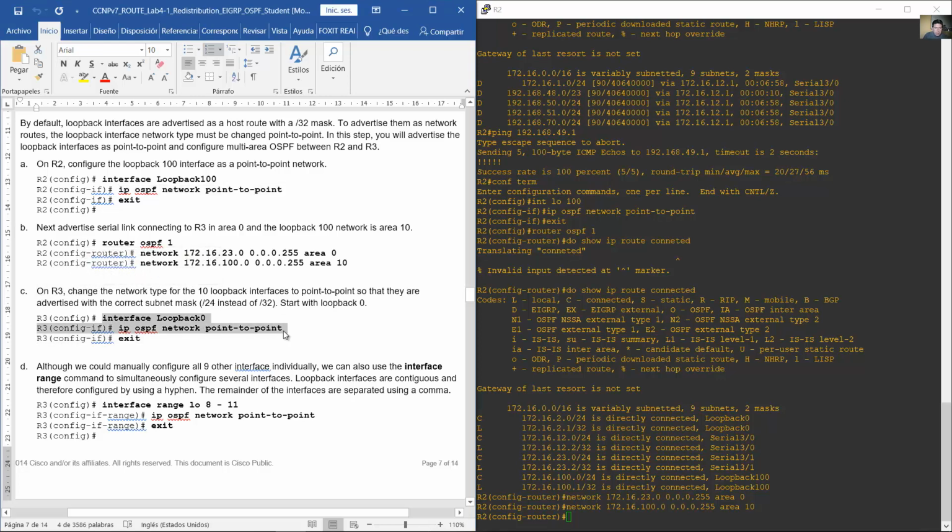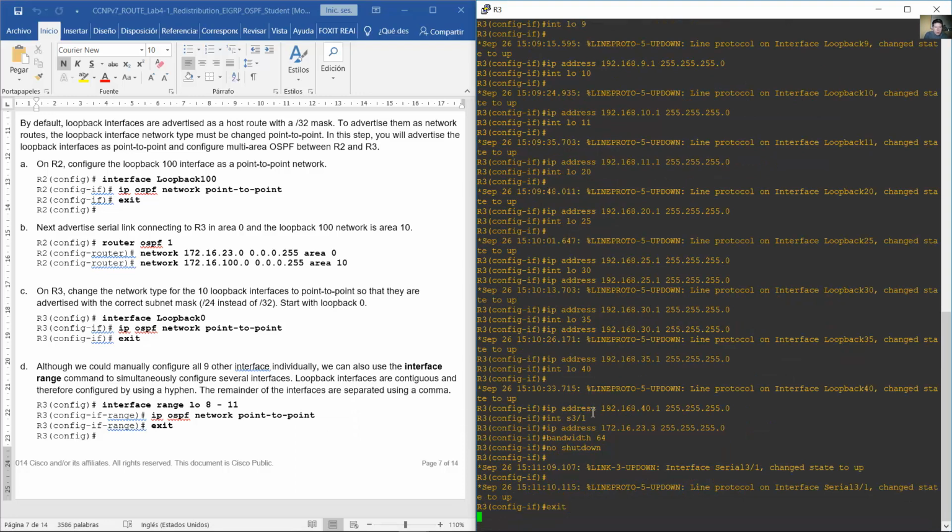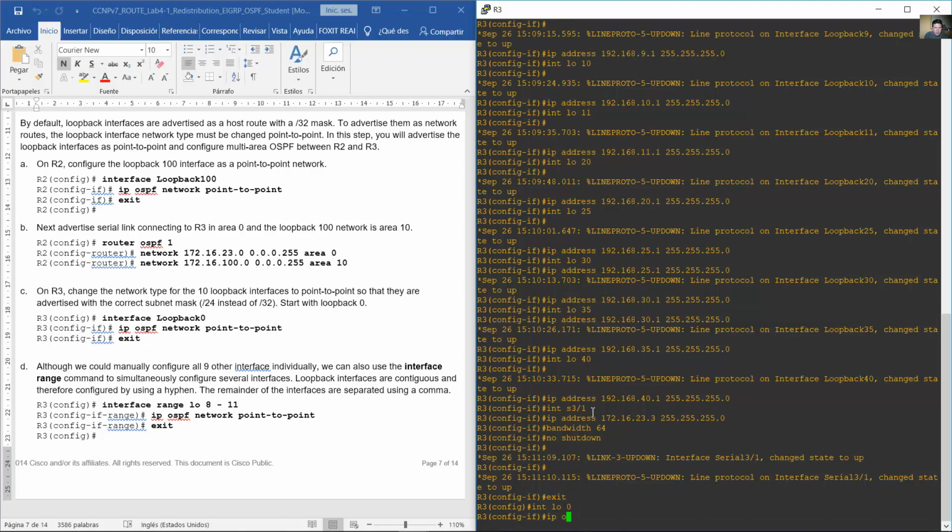Change the network type for loopback 0 and range interfaces from loopback 8 to 11. Change the network type to point-to-point. R3, exit interface loopback 0, IP OSPF network point-to-point.